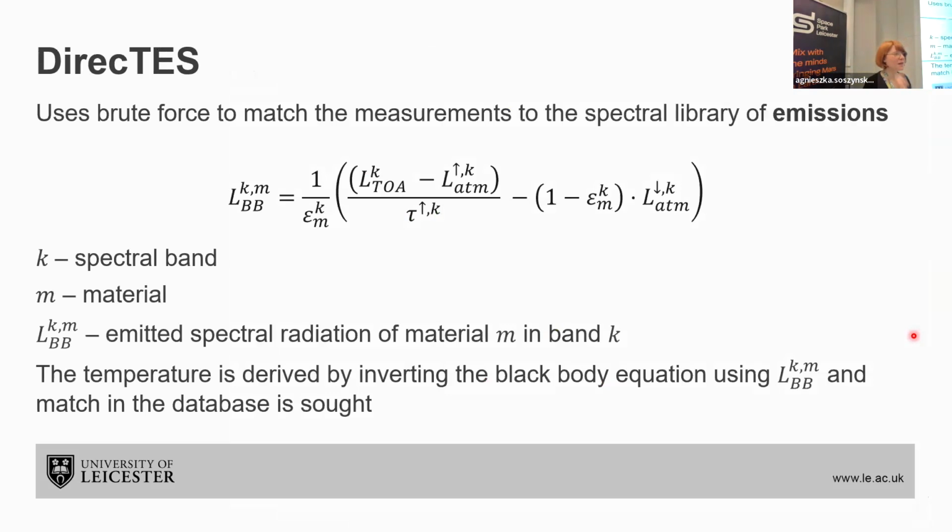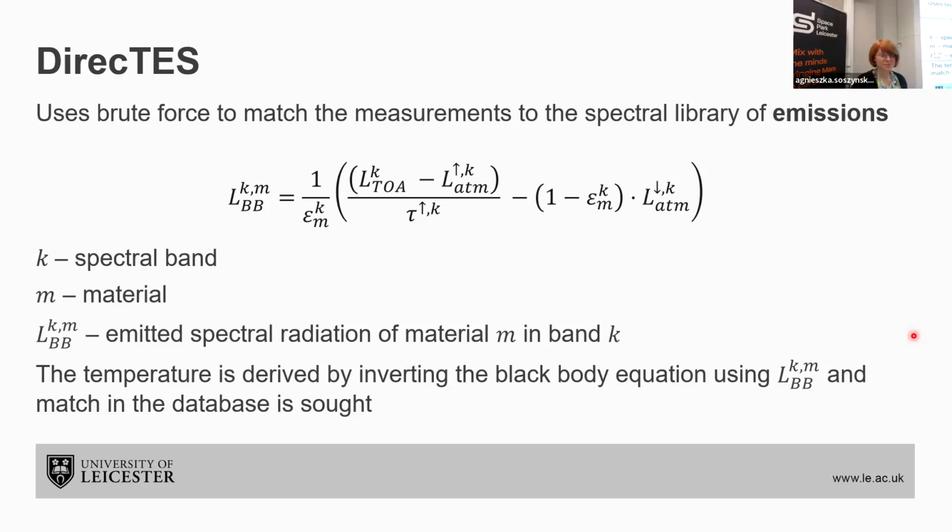The second one in this group is direct TES. Direct TES is an interesting one because it also creates that relation. What it does is brute force matching. There is a choice of spectral samples that they have. They create a simulation of all the possible states. So let's say we have grass at this temperature. What is the expected signal for the given sensor for this grass, for this temperature? And then we do it for many, many states. It's brute force, so it's slow. But it can actually be more accurate in some cases.